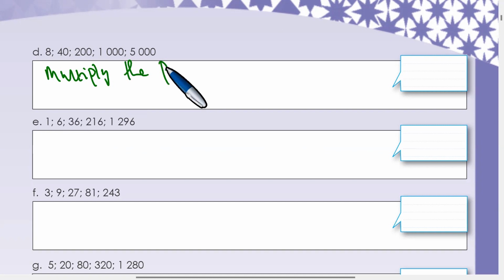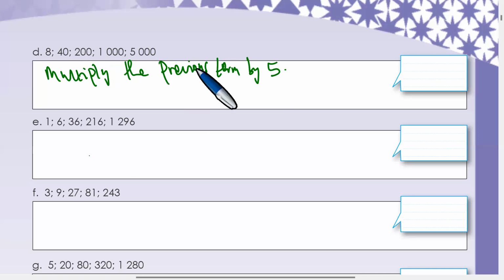Multiply the previous term by what? By 5. So 40 by 5 is 200. By 5 is this, by 5 is that.